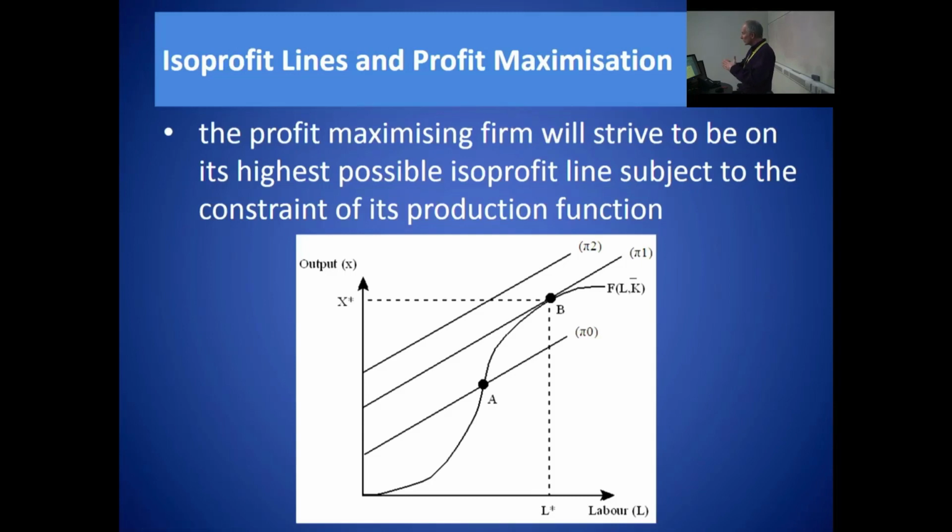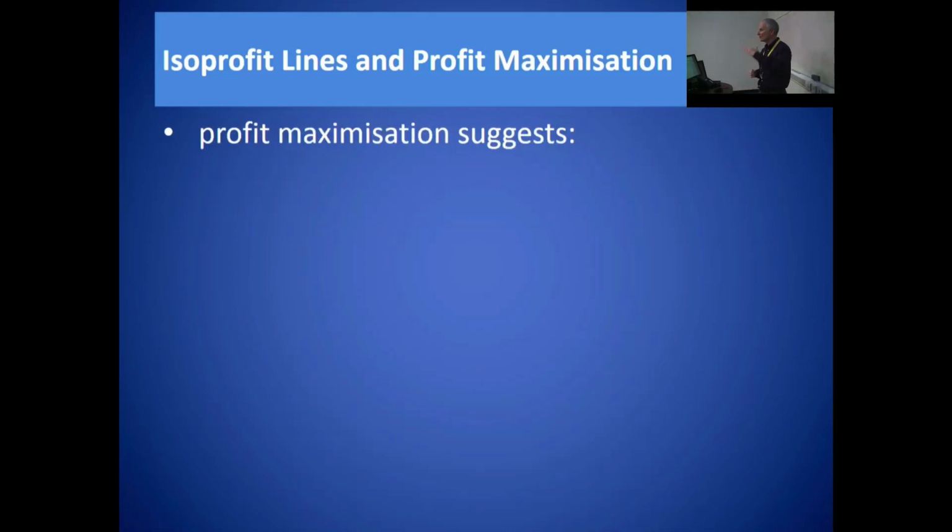The isoprofit line would cut the production function. If it does that, it isn't profit maximising. We'll return to that in a short while, but for the moment, what does point B suggest then? We've got a tangency between the isoprofit line and the short run production function.